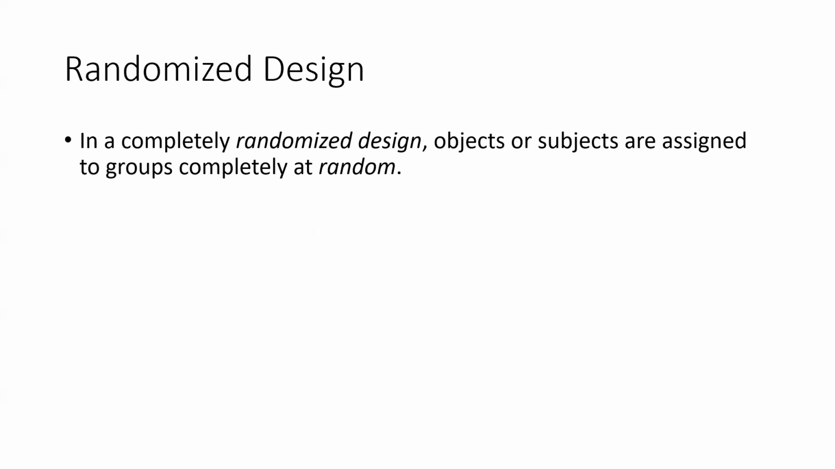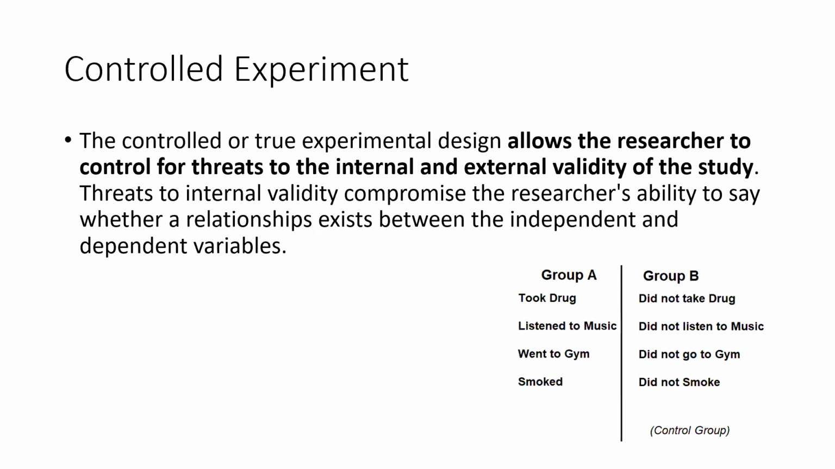So, research and study design. First, we'll discuss randomized design. The textbook definition for randomized design is: in a completely randomized design, objects or subjects are assigned to groups completely at random. For a controlled experiment, which I'm sure many of you may be at least somewhat familiar with, this allows the researcher to control for threats to internal and external validity of the study. Threats to internal validity compromise the researcher's ability to say whether a relationship exists between the independent and dependent variables.